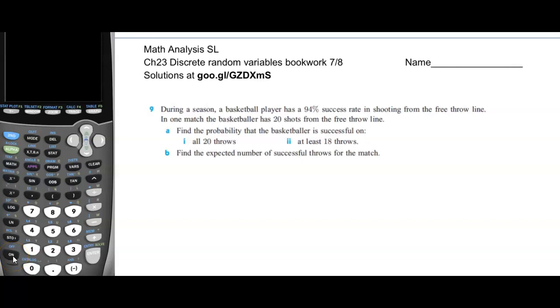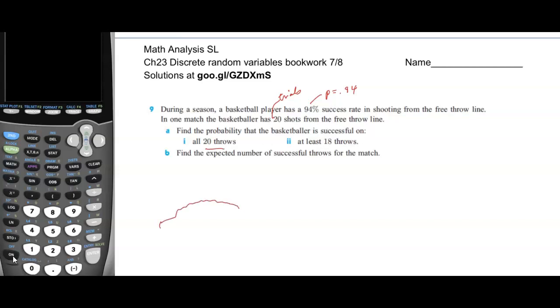Okay, so let's see. So the number of trials is 20 shots. Success rate p-value is 0.94. And then we just need to figure out what our x values are. In the first one it says successful on all 20 free throws.